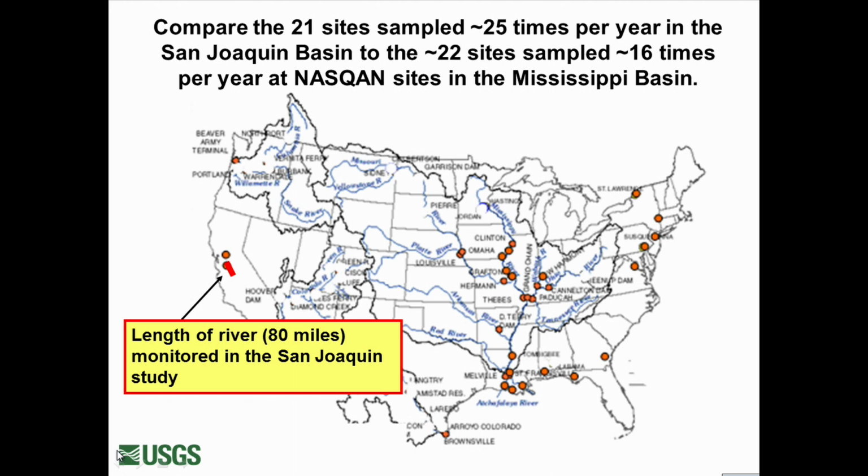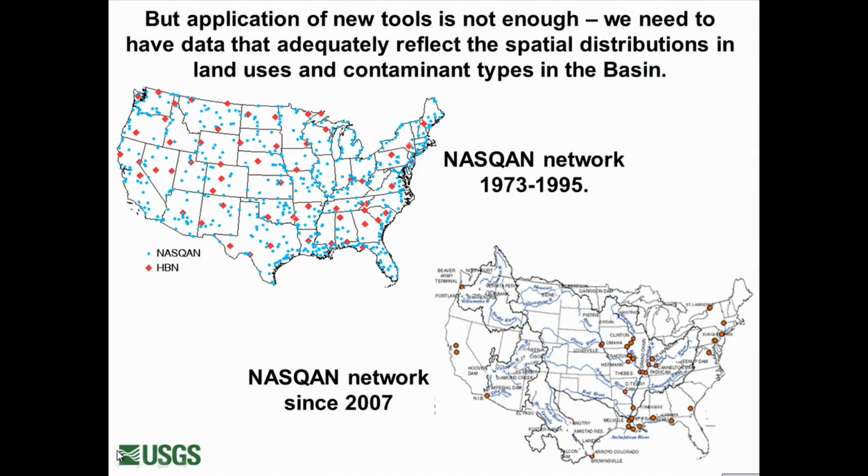There's a huge amount more data for that little stretch of river, 80 miles in the San Joaquin, really beautifully dense data. And it allowed us to do all kinds of cool stuff I'm going to show you. And another point I should show is the sad loss of monitoring sites over these couple decades, where at the heyday of the NASQAN network, there were all of those blue dots in the upper left. That was 600. And then in the lower right is the NASQAN network since 2007.